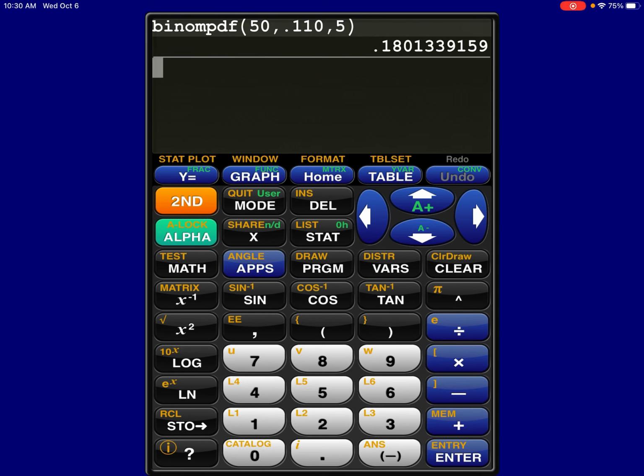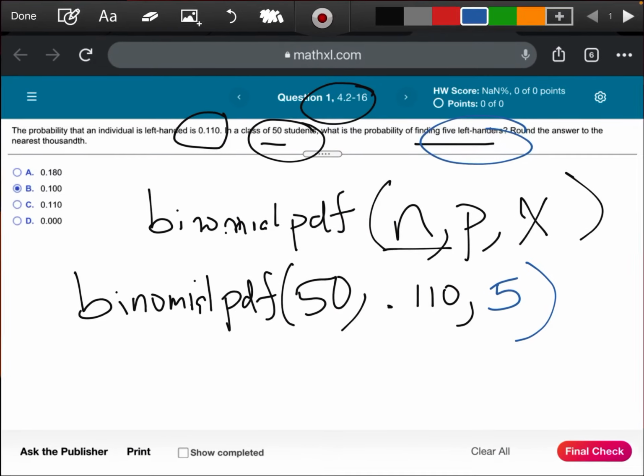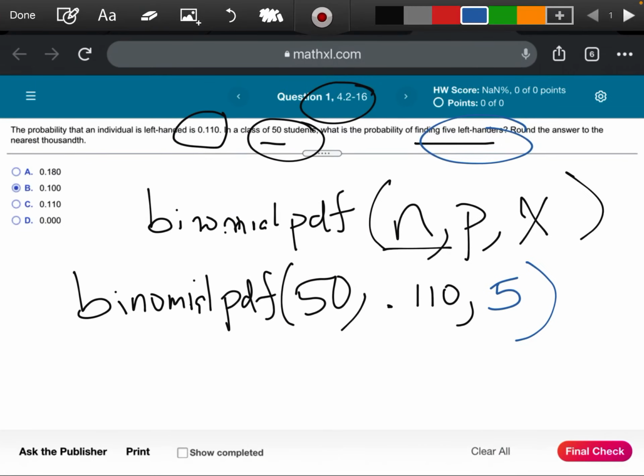Then I'm going to hit enter, and if you notice, the number I'm coming up with is 0.180. So when I come back to my choices, I'm going to see that's choice A. And so I'm going to be picking choice A for my answer, because I'm coming up with 0.180, and I had some other numbers after that.